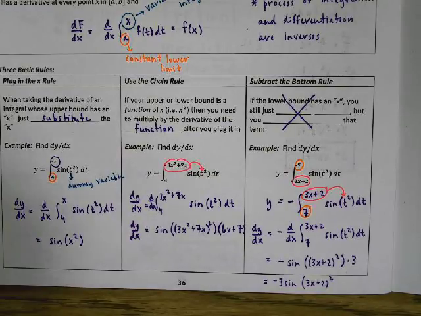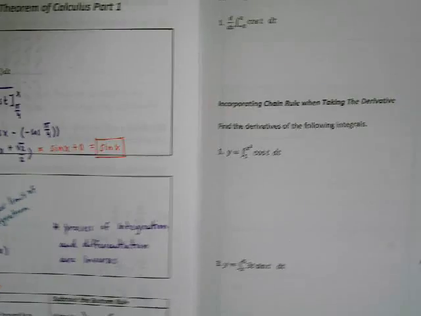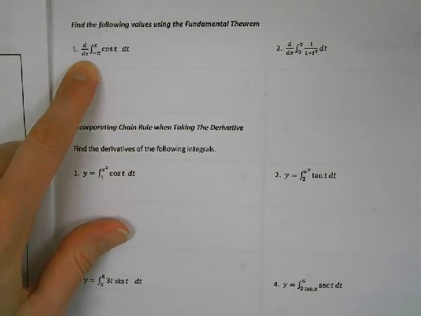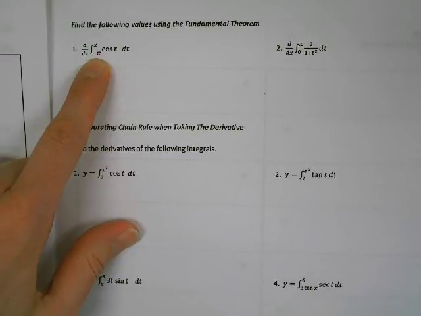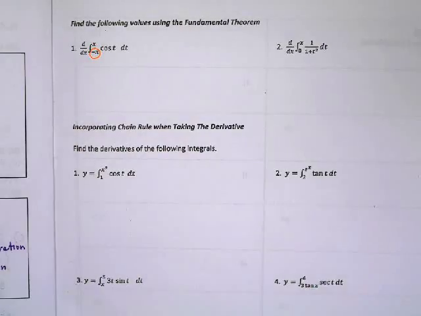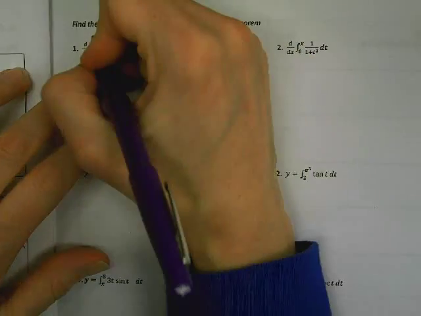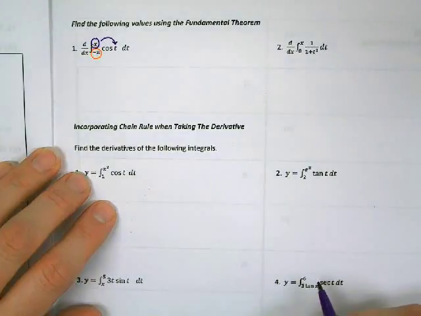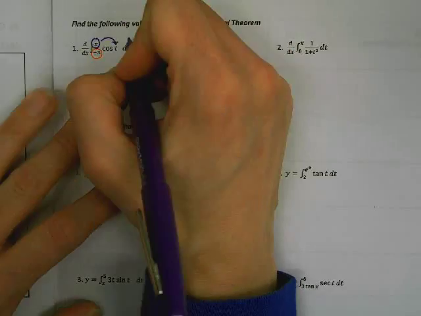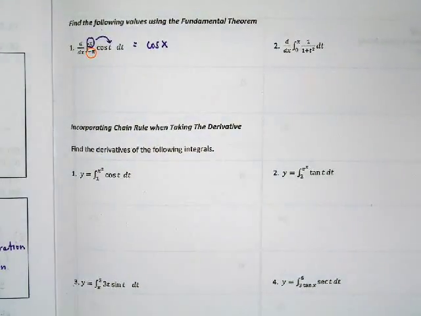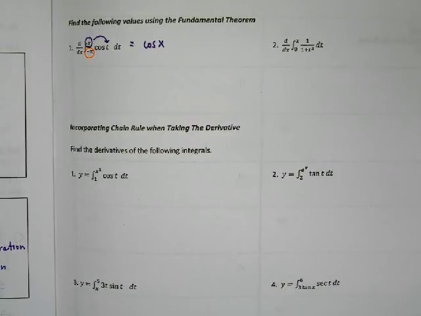All right, so let's go through some examples using the fundamental theorem. All right, so for number 1, I want to find the derivative with respect to x of this integral. The first thing I'm always going to check is, is my lower limit a constant, and in this case it is. And the nice thing, my upper limit is just x. So all we need to do is replace our variable in the integral with x. So that value is just going to be cosine of x. And we're done. Nice simple problem.